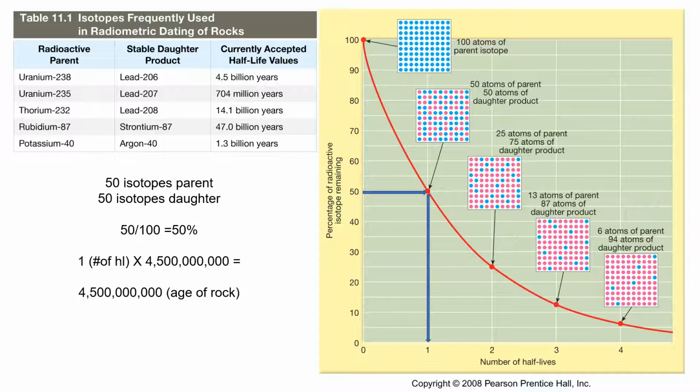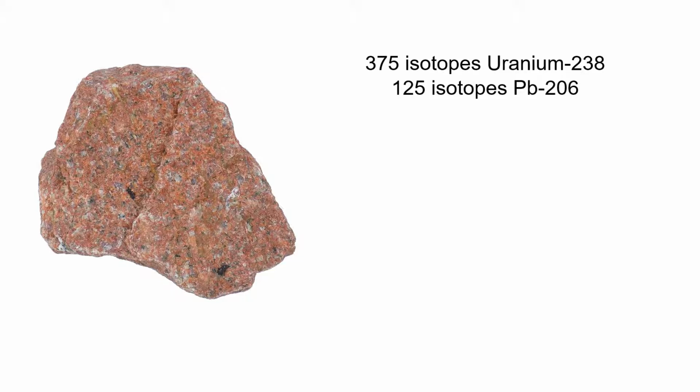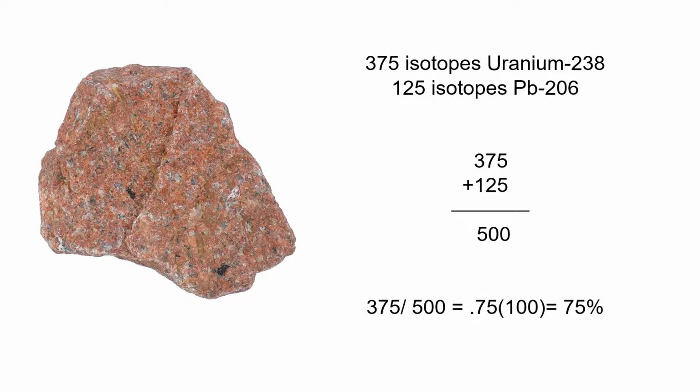Okay, so let's look at another example so that you can see one that is a little bit different. We're going to analyze this granitic rock, and we notice that we have 375 isotopes of uranium-238. Our mass spectrometer also shows us that we have 125 isotopes of lead-206. So 375 plus 125 is equal to 500. Now you take your number of parents and divide by that, and you see that we have 75% of our parents left. So that's what you want to focus on, the 75%.